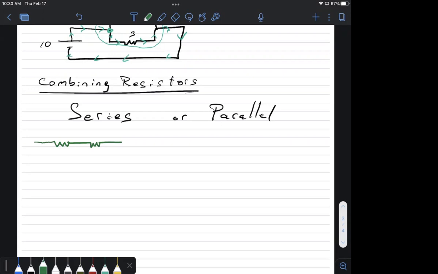Resistors are plugged in parallel if an electron can choose to go through one or the other and does not go through both. Okay, that's one definition.